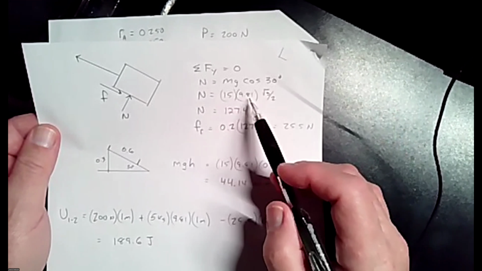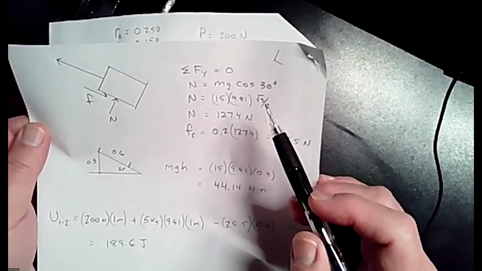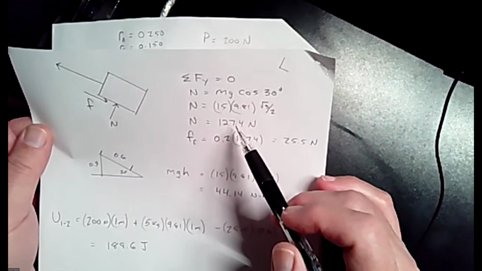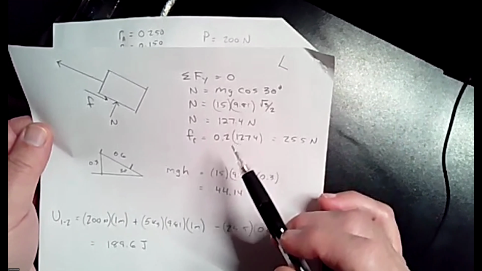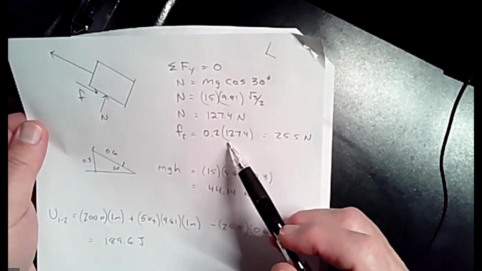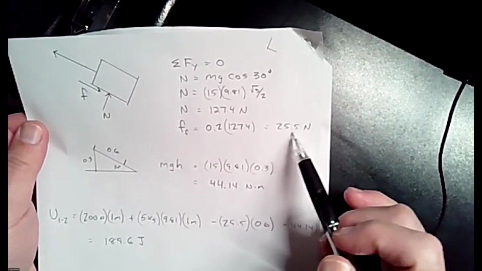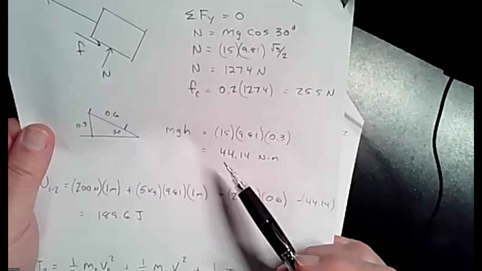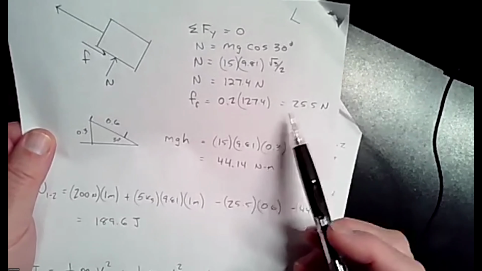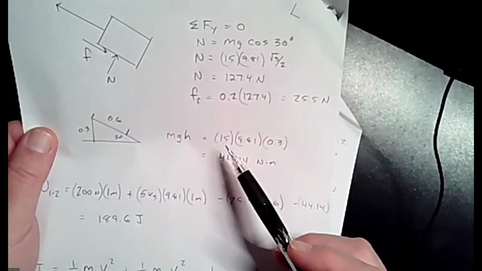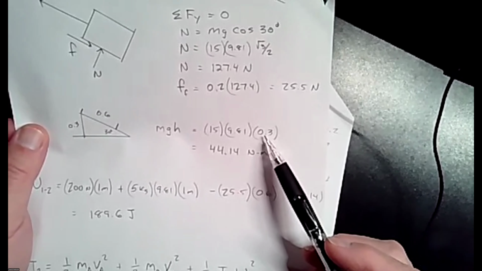That gives us 15 times gravity times the square root of 3 over 2, which is the same as cosine 30. It gives us a normal force of 127.4, or a friction force of 0.2 times 127.4, or 25.5. So that's our friction force. And our mgh is going to be the mass times gravity times the distance, 0.3.